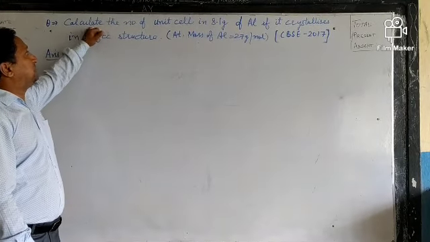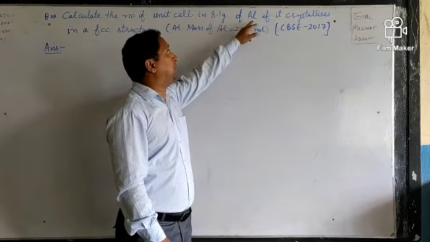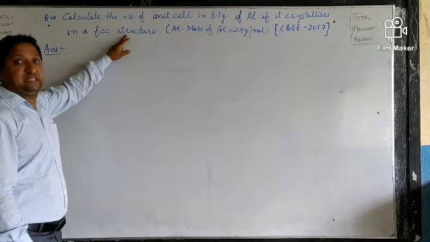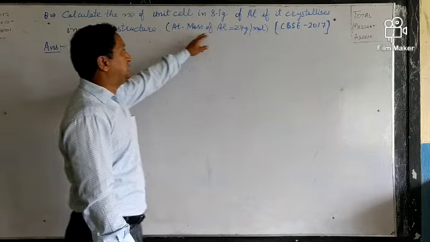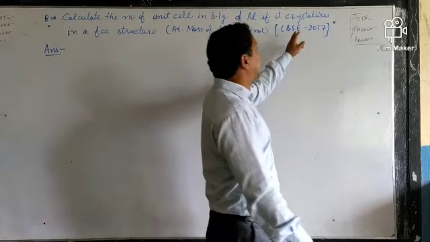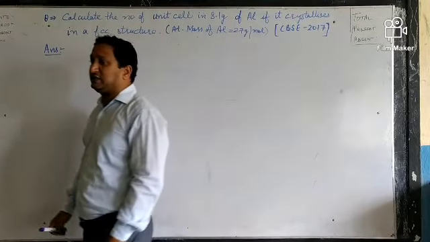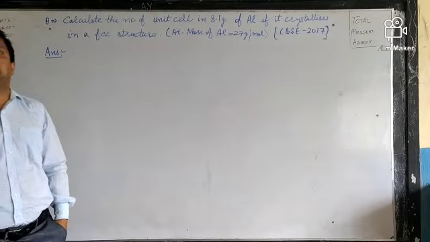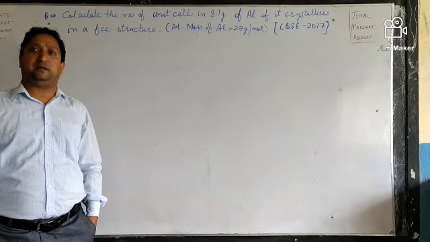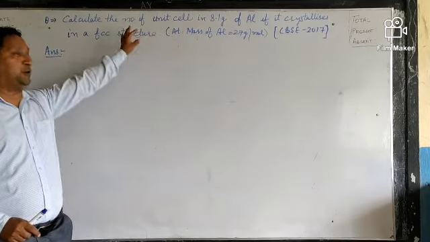Question is, calculate the number of unit cells in 8.1 gram of aluminium if it crystallizes in a FCC structure. Atomic mass of aluminium is equal to 27 gram per mole. This question was asked in CBSE 2017. You know, this solid state chapter was there in our syllabus up to 2019. In 2020 there was no solid state. This question was asked in CBSE 2017. So this is an important question.